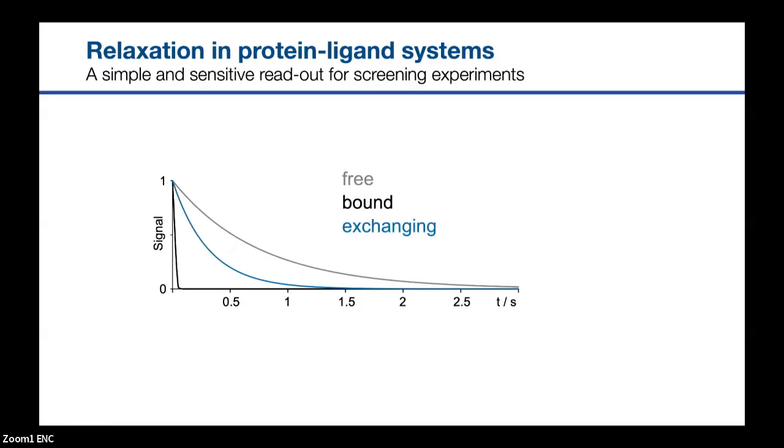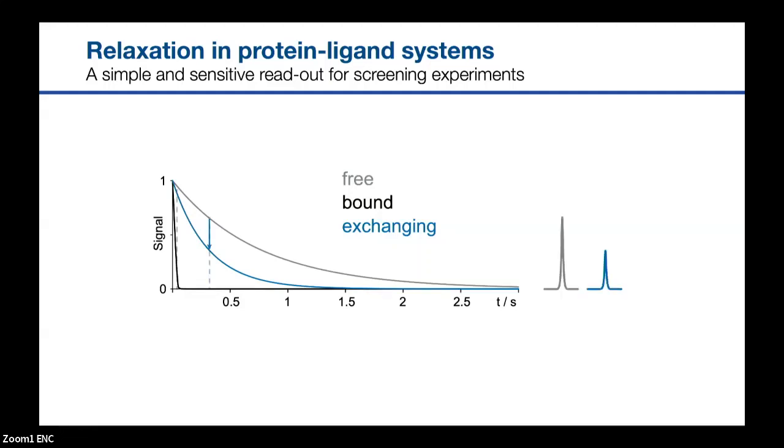Now, the relaxation in the bound state is often more than 100-fold stronger than in the free state, such that we can detect binding even if the ligand is less than 1% in the bound state. So it's a very sensitive method. So that's one of the powers of NMR, that we are extremely sensitive to binding effects.